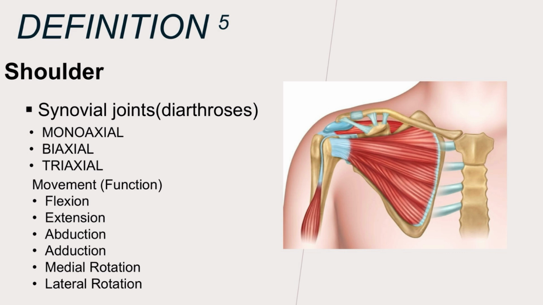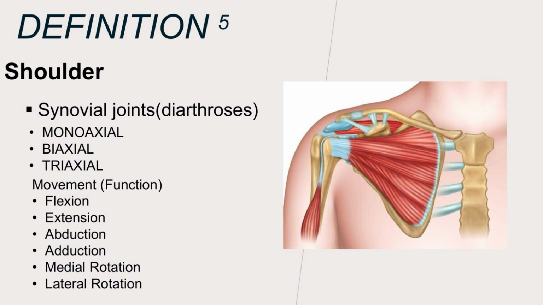So we already know that the shoulder is a ball and socket type of synovial joint. The shoulder is monoaxial, biaxial, and triaxial. Do we know what that means? It means that it permits movement in 1, 2, 3 planes. With this movement allowed around the 3 axes, we can get flexion, extension, abduction, adduction, and medial and lateral rotation.